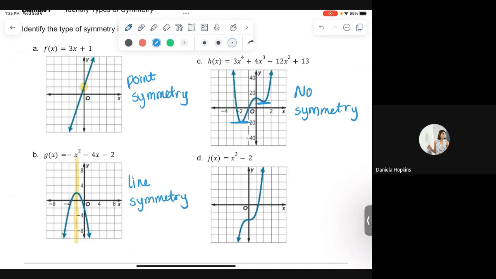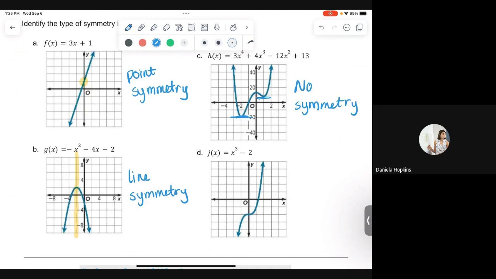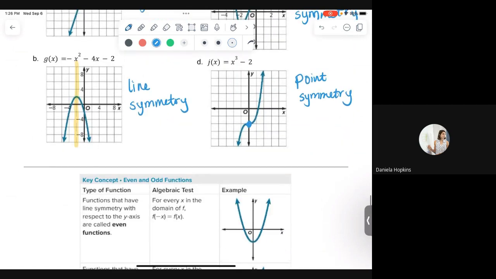And then what do you think of D? It actually does have symmetry. Yeah, it's point symmetry. So you're looking for this shape here to be the same but flipped there. So that's kind of what you're looking for there. So this has point symmetry. How do we feel about looking at symmetry? These are quiz questions, so hopefully we feel good about this because it's just using our eyeballs.